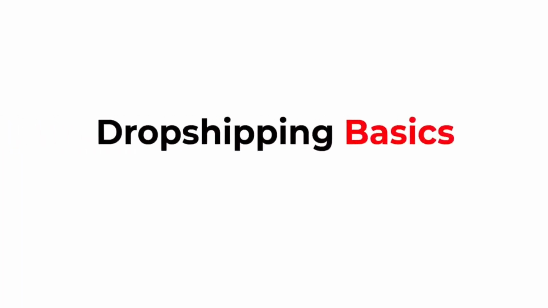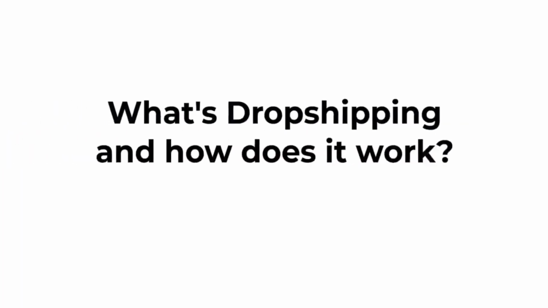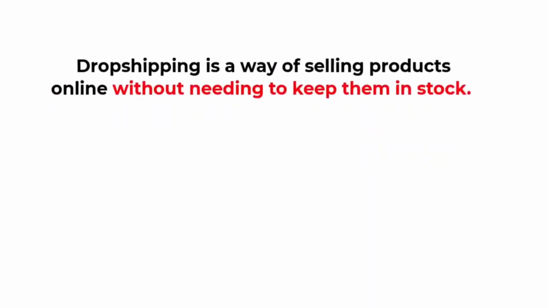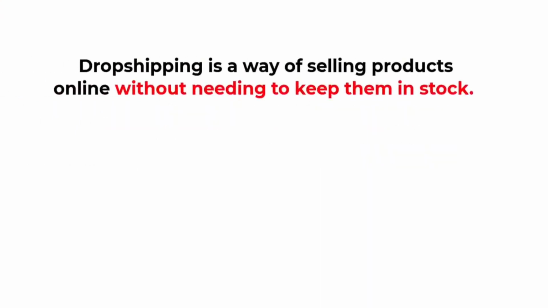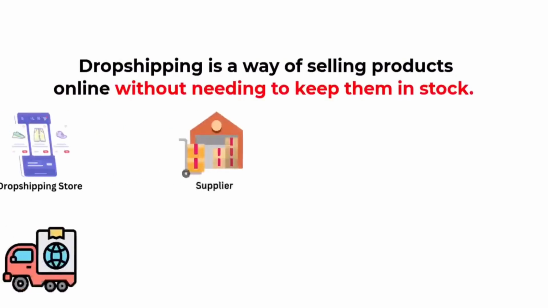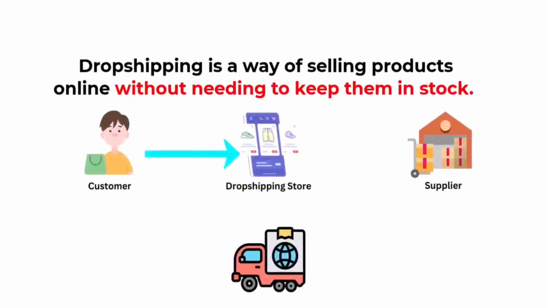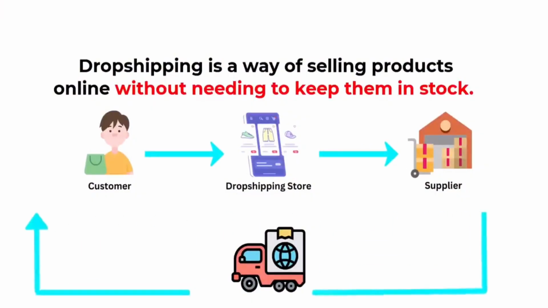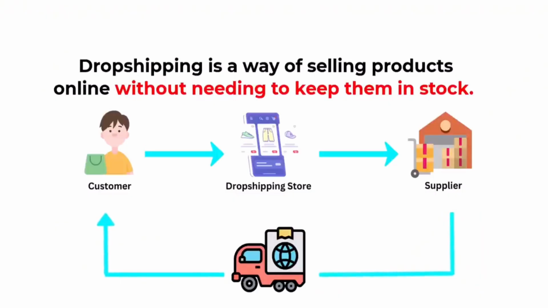Before we start building our store, I want to make sure that the dropshipping basics are clear to you. What is dropshipping and how does it work? Dropshipping is a way of selling products online without needing to keep them in stock. The concept is very simple. When a customer purchases a product from your dropshipping store, you forward it to the supplier, who ships the product straight to the customer. You act here as a middleman between the customer and the supplier. This process is done automatically, and we will cover it step by step in this tutorial.